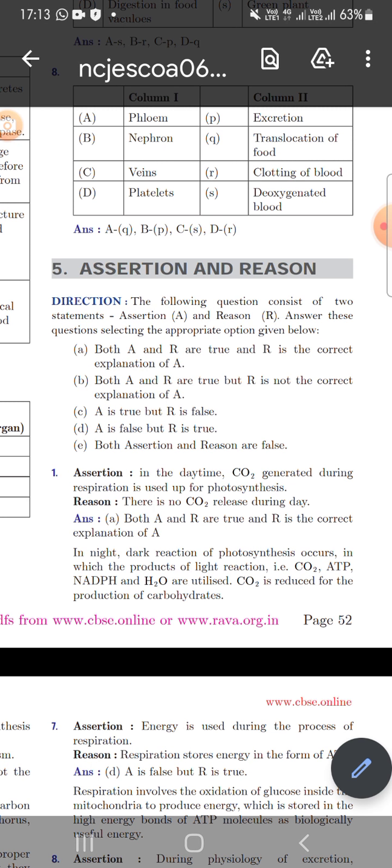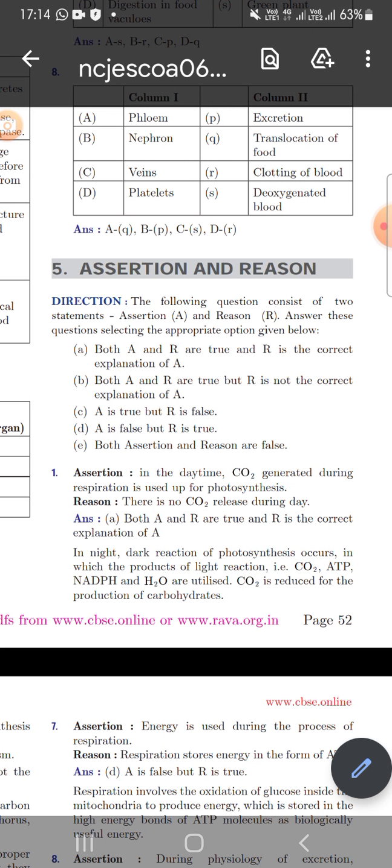So step 1, check whether the statement is true or false. Now here the statement is true. Next, read the statement reason. Is it again true or false? There is no CO2 released during the daytime. Yes, it's true. It's an individual statement and it is telling that it is true.